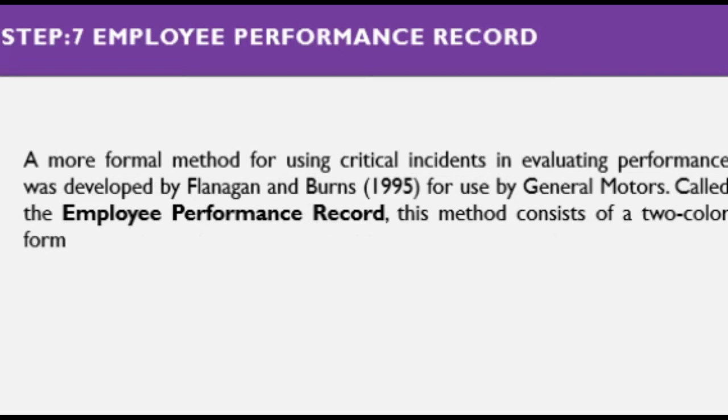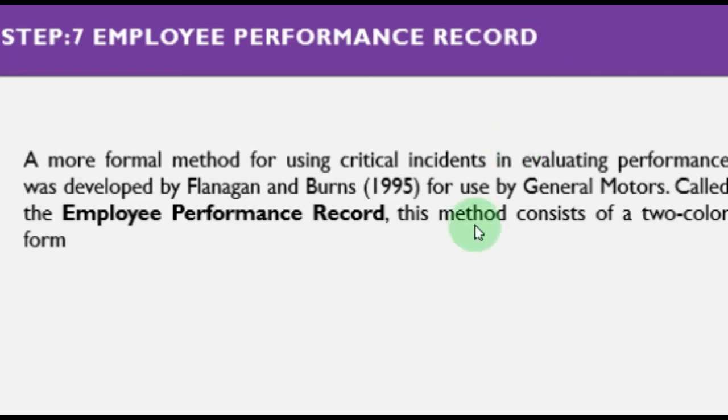Step number 7 for performance appraisal is the employee performance record. A more formal method for using critical incidents in evaluating performance was developed by Flanagan and Burns for use at General Motors, called the employee performance record. This method consists of a 2-color form. Okay, so meron tayong employee performance record na kung saan nilalagay doon kung ano yung mga certain behavior, acquired behavior, incident reports, and the likes.